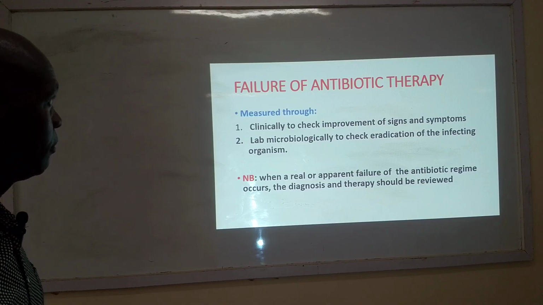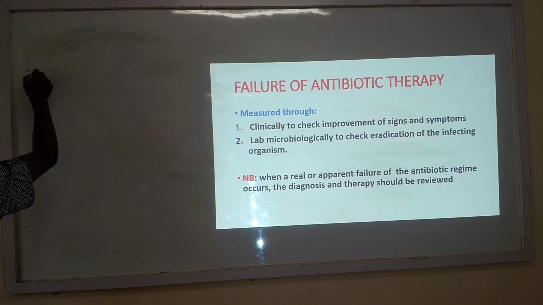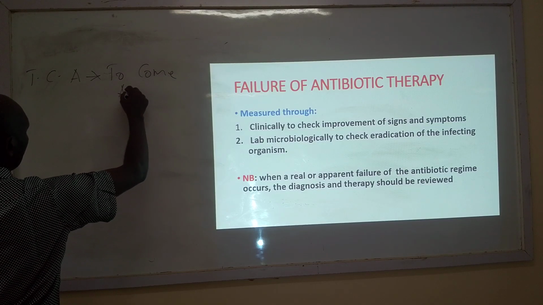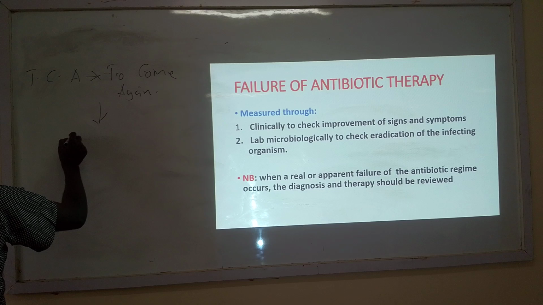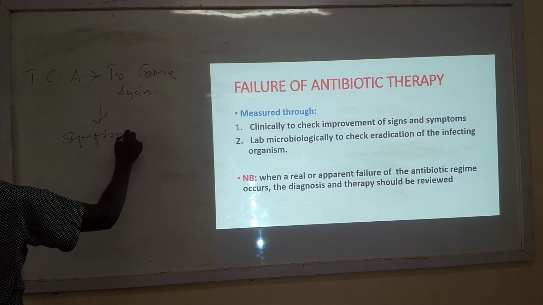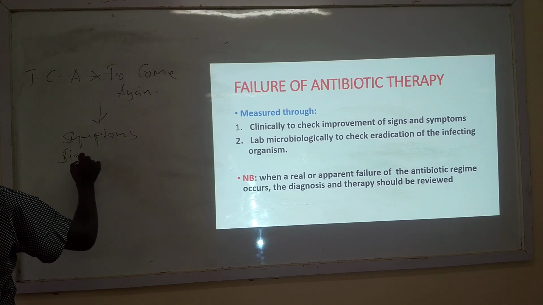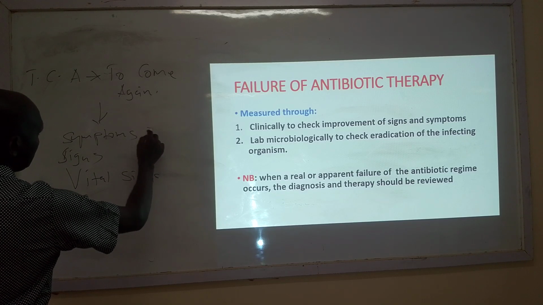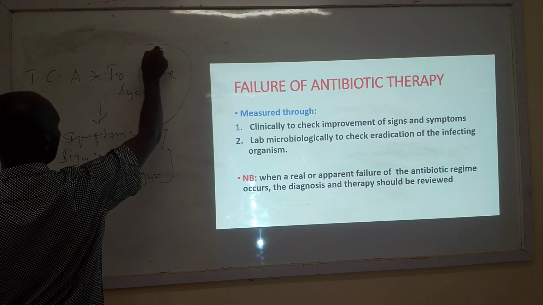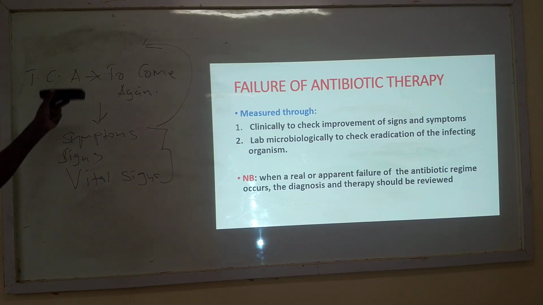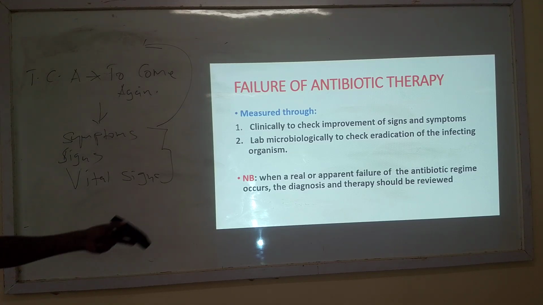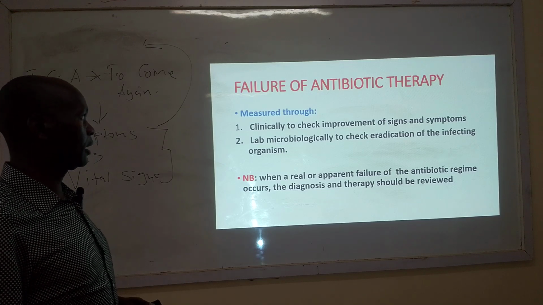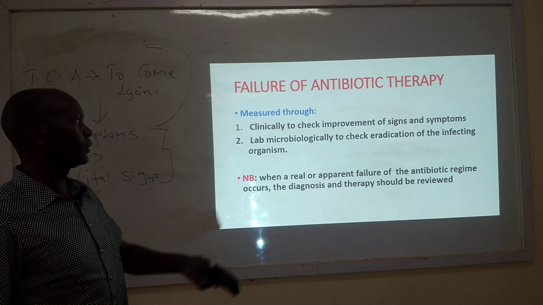So how do we monitor this? We normally give patients what we call TCA, which just means to come again. When these patients come again, we look at symptoms. We also look at signs, as well as vital signs. So we compare these things with how he presented on the first day. Then we can tell if they are improving or not. So that is what we are calling measuring this failure, or probable monitoring, through clinical checkup.